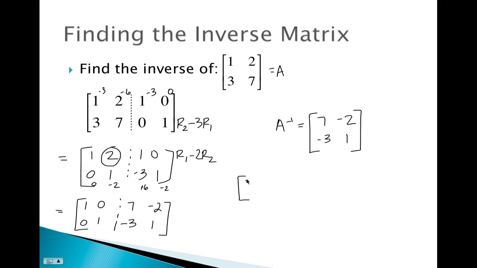So we've got 1, 2, 3, 7, and we're going to multiply that by the matrix we found, 7, -2, -3, 1. And let's see what we get.